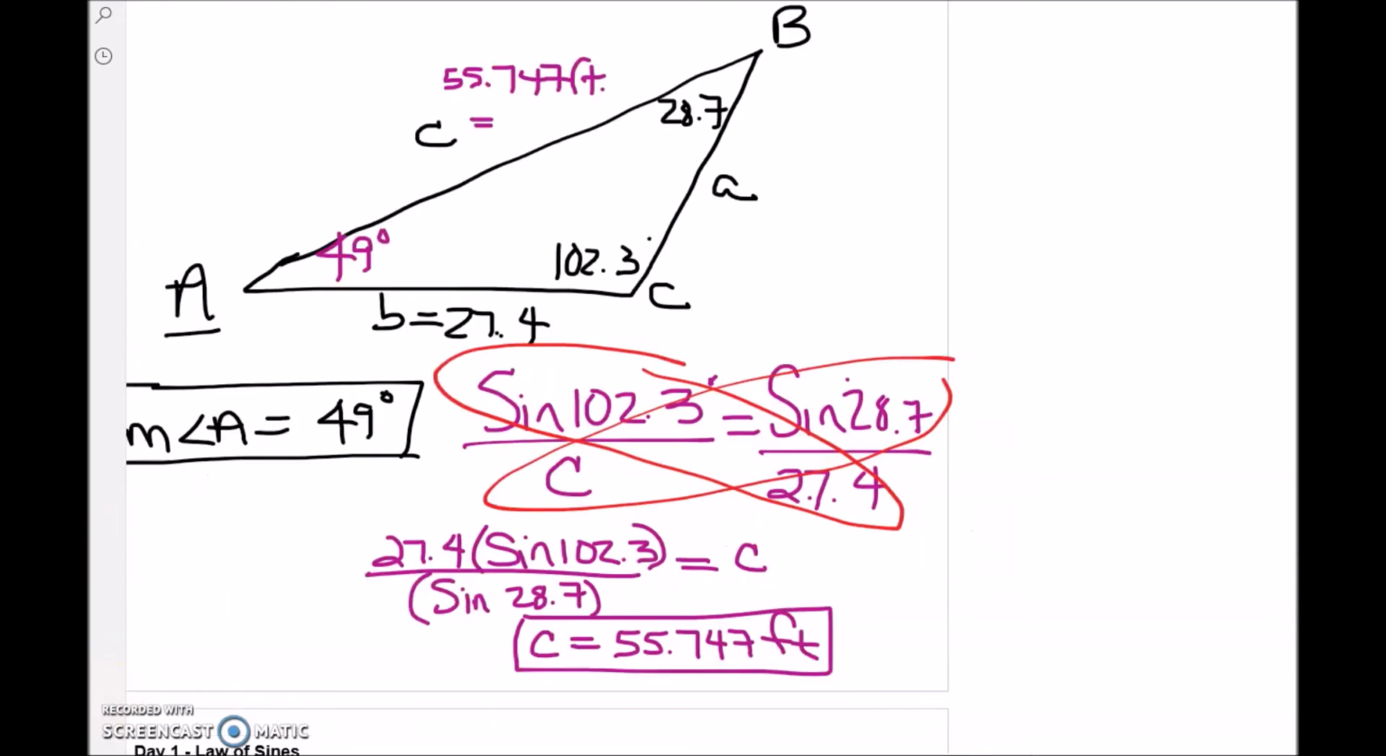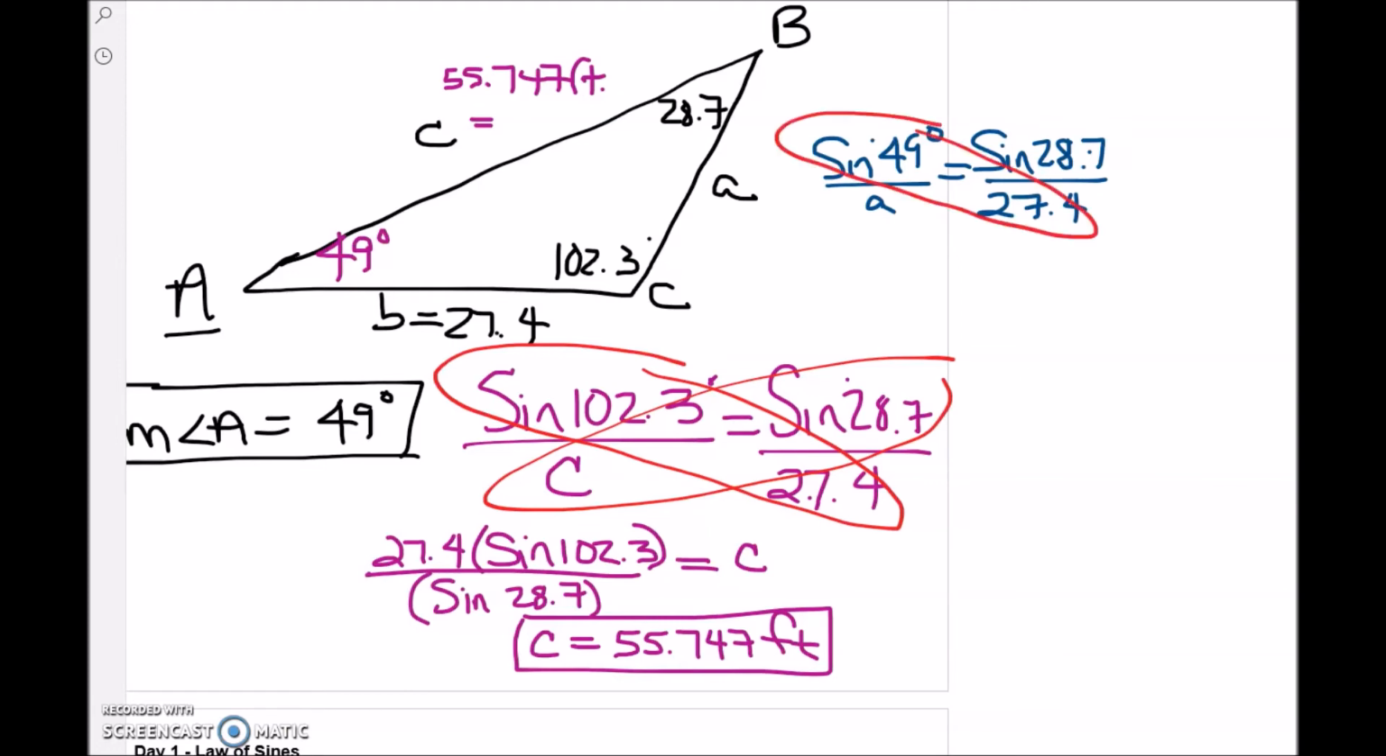And so now the only thing left I need to find is side A. So I could say I'm going to use the angle A, sine of 49 degrees, all over side A is equal to, and I could pick either of the options here. Let's do what they gave me. I always try to use what they gave me in case I made a silly mistake somewhere. 27.4. And again, I'm going to cross multiply.